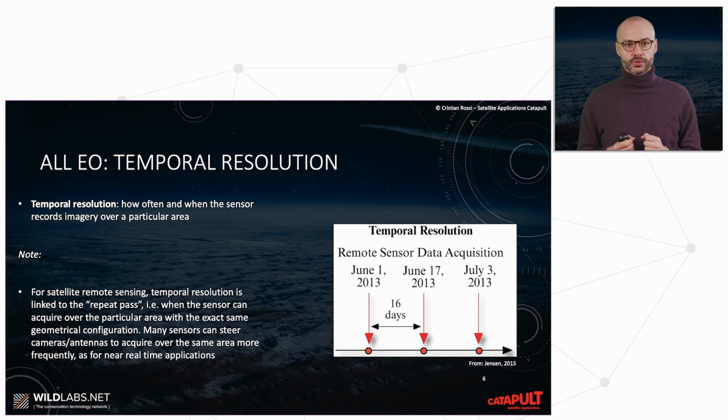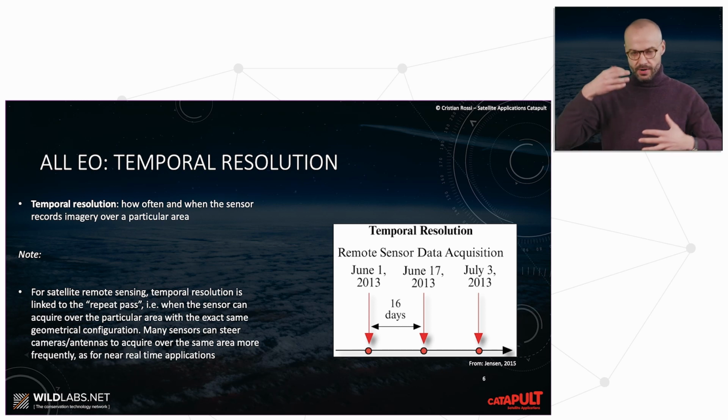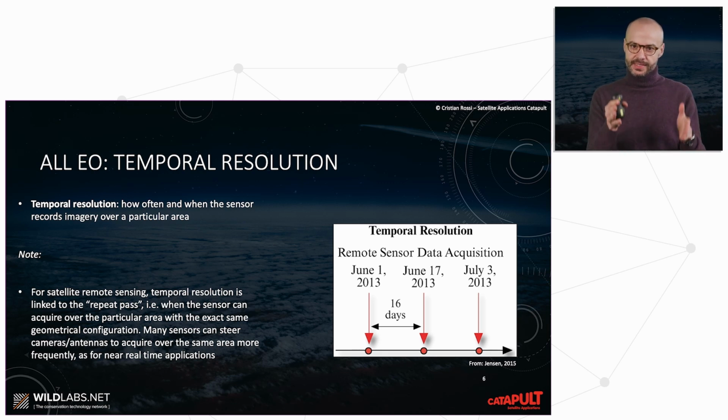The final resolution is the temporal resolution. Temporal resolution means how often and when the sensor records imagery over a particular area. I mentioned in the first video how remote sensing can provide a systematic collection of data. Systematic collection of data means data captured at specific times. Some sensors capture data in a regular way, so data is captured at specific times, and the distance between those times is called temporal resolution. For satellite remote sensing, this is often linked to what is called repeat pass, which is when the sensor can acquire over that particular area with exact geometrical configuration. So this is the temporal resolution.